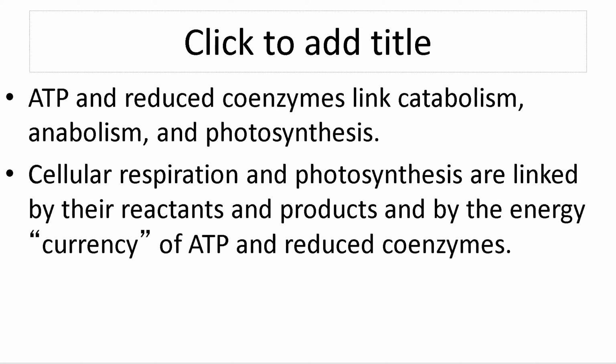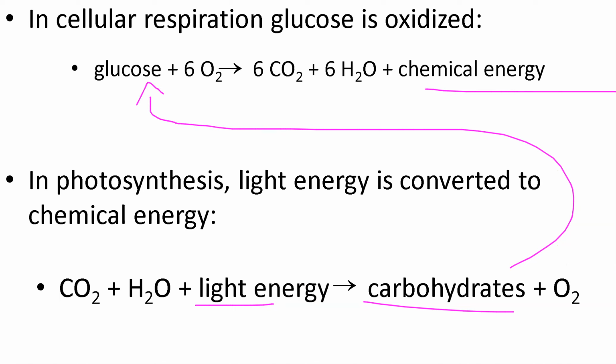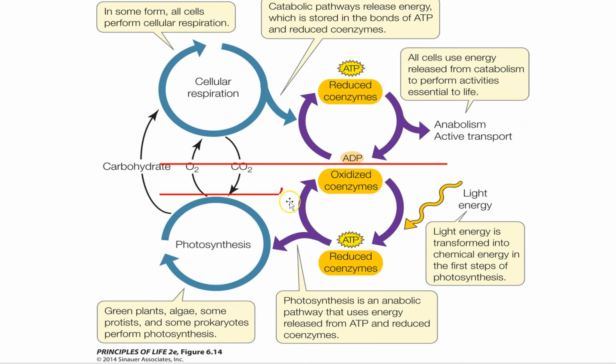And so ATP and reduced coenzymes link catabolism, anabolism, and photosynthesis. Cellular respiration and photosynthesis are linked by their reactants and products. In cellular respiration, glucose is oxidized. In photosynthesis, light energy is converted to chemical energy. So we're making carbohydrates here from light. And there they go right there to produce chemical energy. Super important, big theme as far as biology goes. And so this picture right here, what is this line doing?